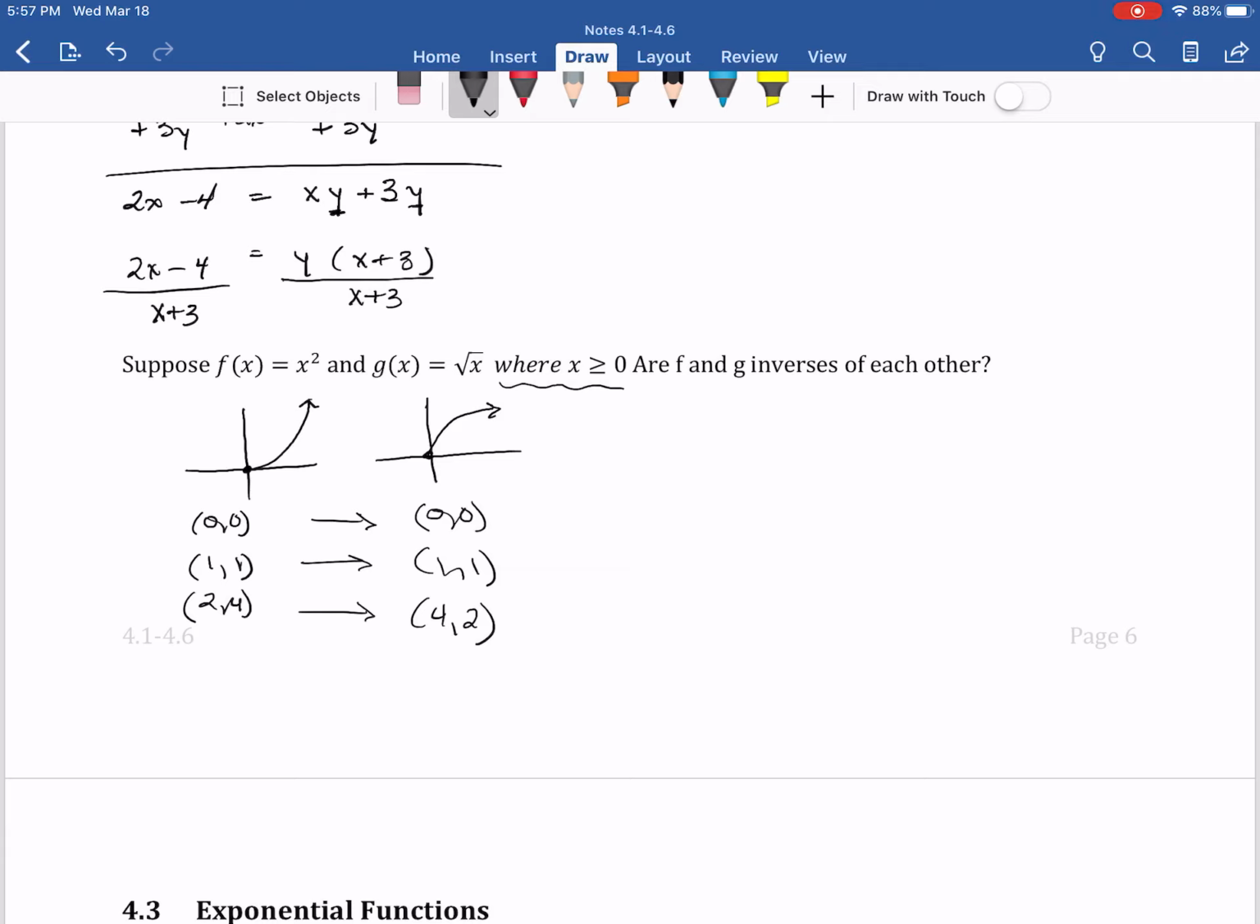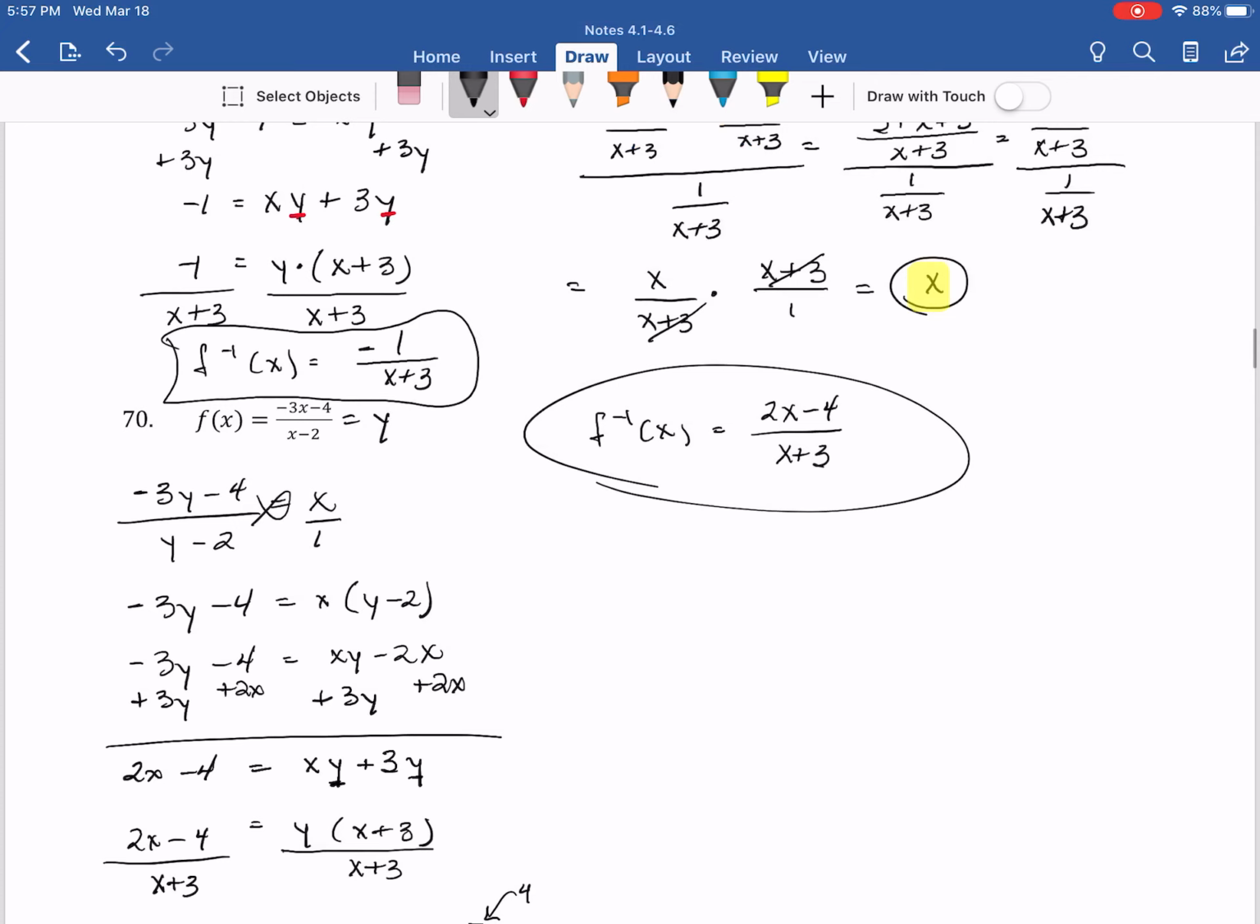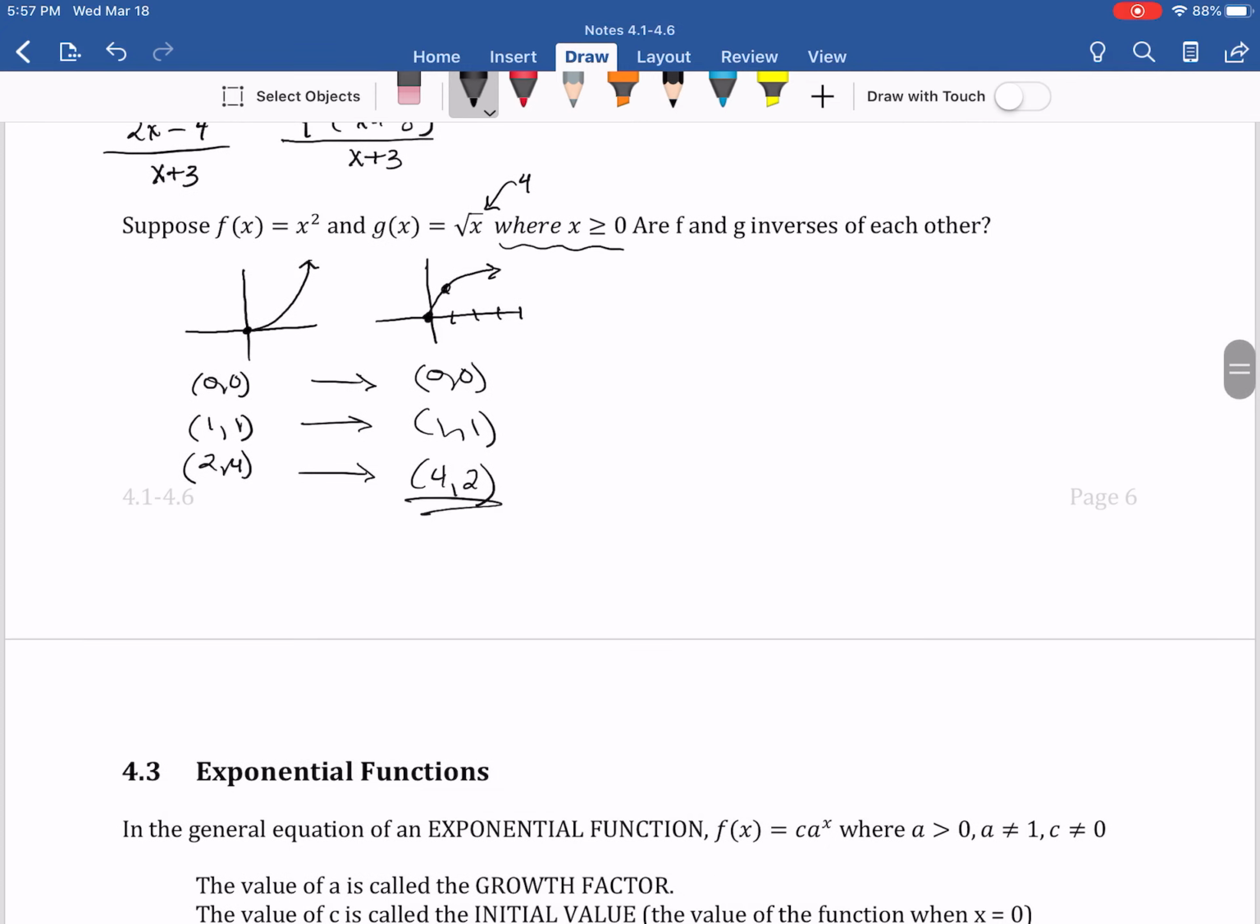So what do you think? Is 0, 0 on this graph? Yes. Is 1, 1 on this graph? Yes. If you put 1 in for x, what do you get for your answer? Is 4, 2 on this graph? If you put 4 in for x, what do you get for your answer? Square root of 4, that's 2. Whoops, that's what we were supposed to get. So we have pretty decent confidence to say that your functions are inverses of each other.